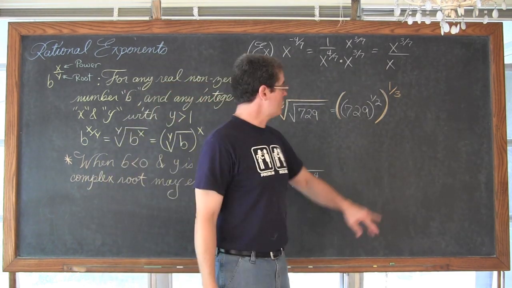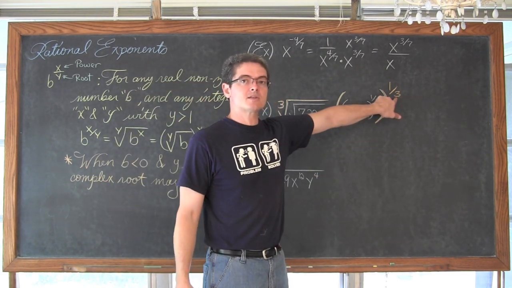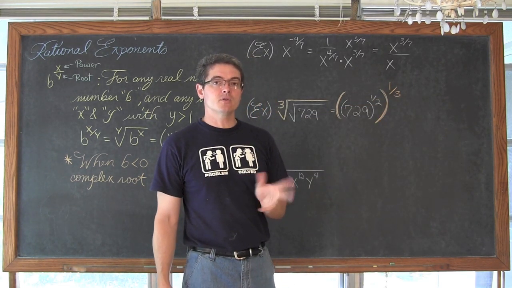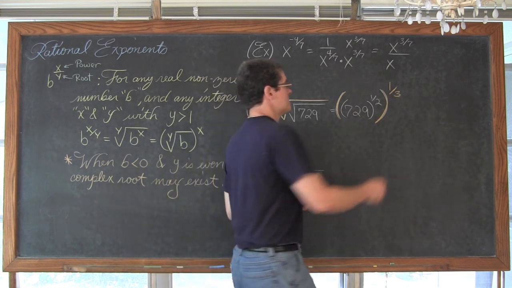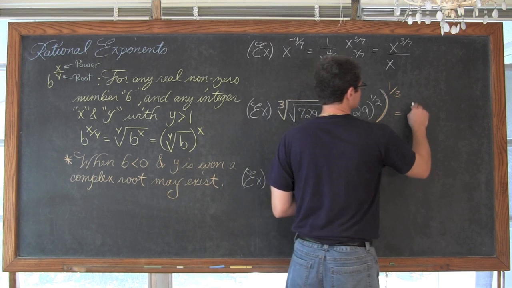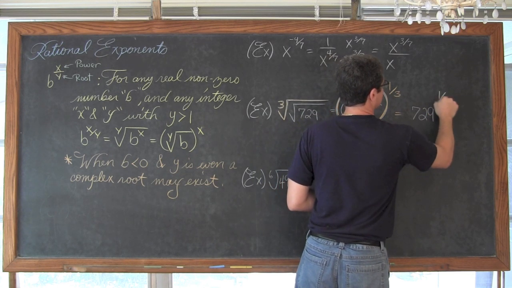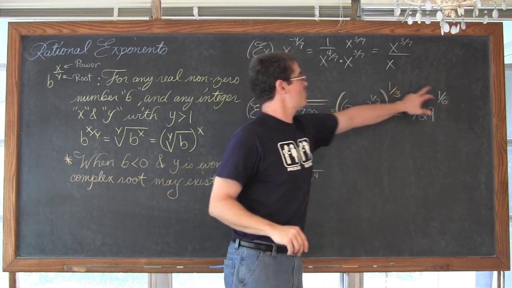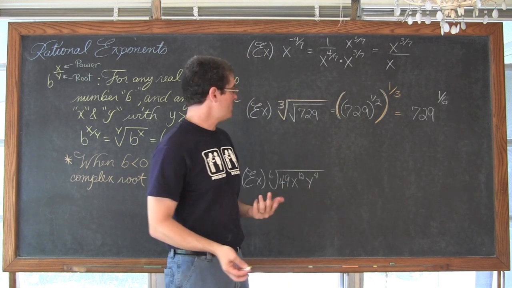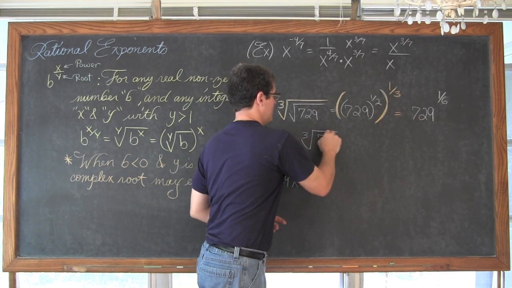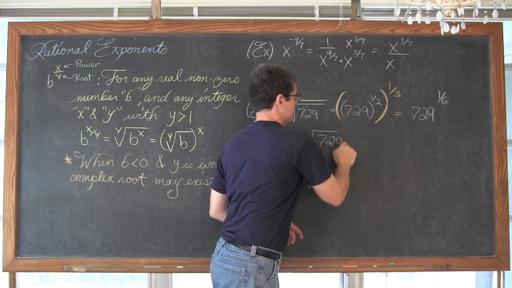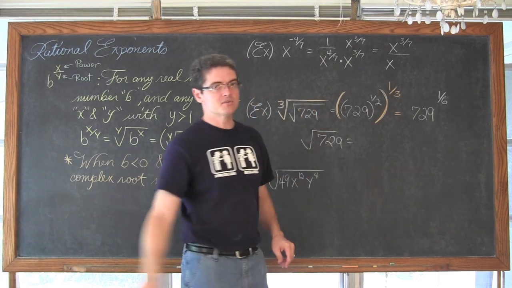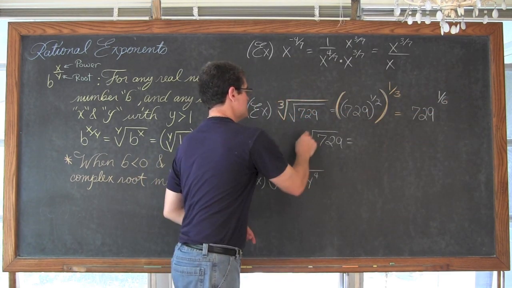Okay, so you see what's happening here? We have a like base with two stacked exponents. When you have those stacked exponents, you need to multiply them together, the power rule for exponents. So we have 729 raised to the 1/6 power, because 1/2 times 1/3 is 1/6. 1 times 1 is 1, 2 times 3 is 6. So now all we have to do is the 6th root of 729. That is the 1/6 power, so that is the 6th root.